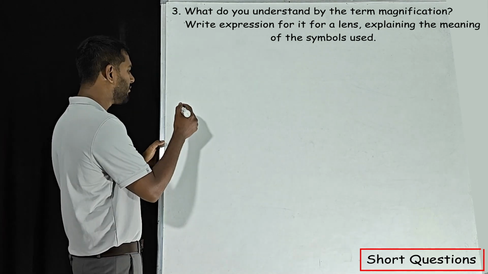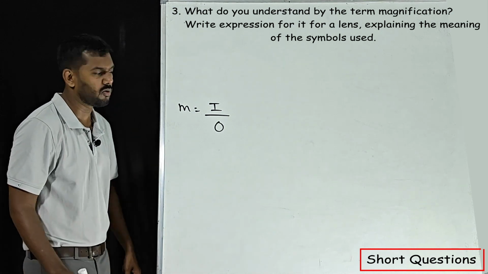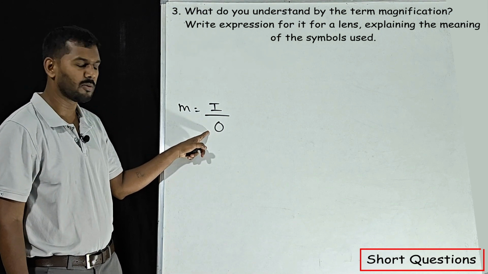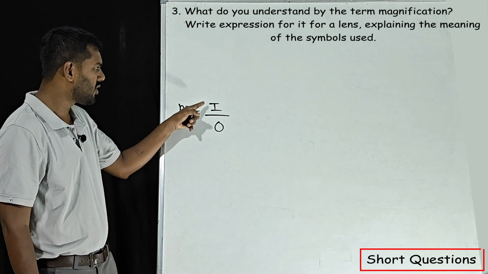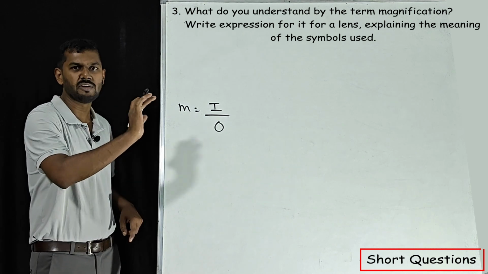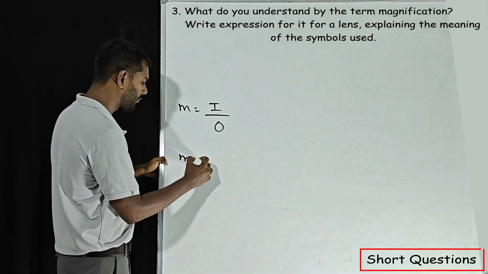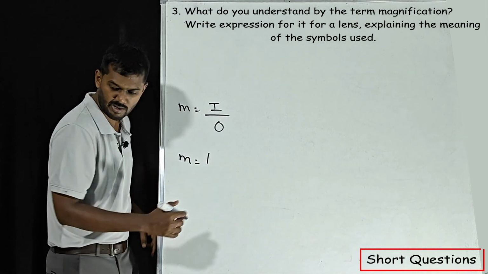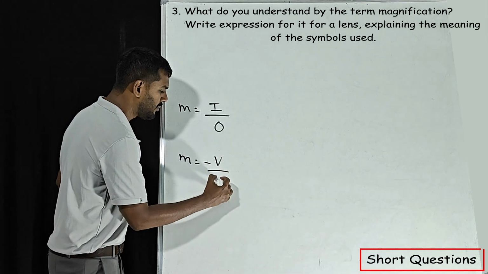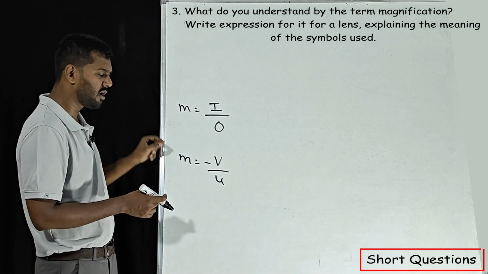So when it comes to magnification, the formula will be I by O. I represents the size of the image, by size of the object. So magnification is nothing but the ratio of size of the image by size of the object. This is the definition part, and this is the expression, and there is one more formula to find it. It is minus V by U.